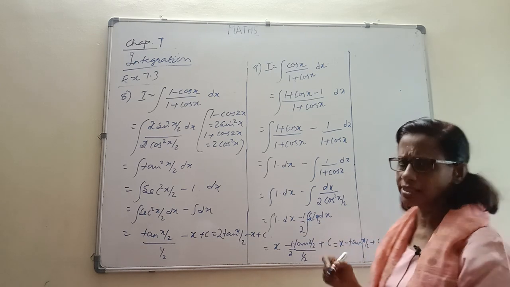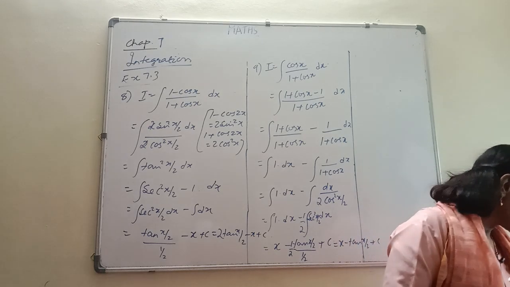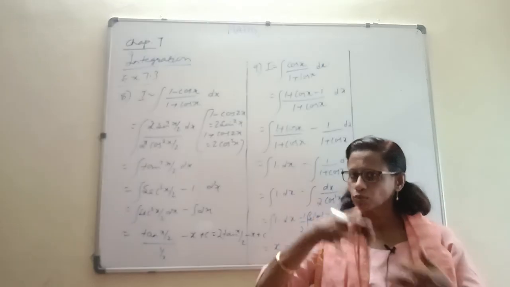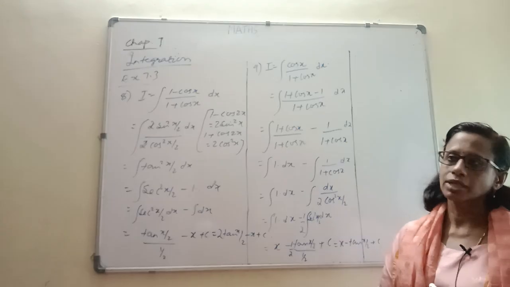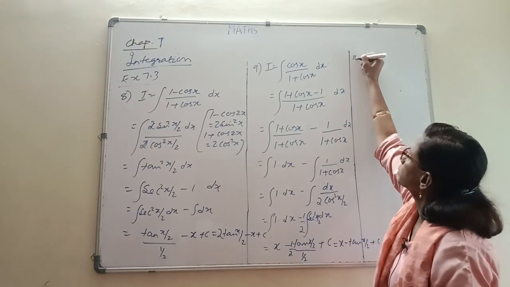Why? Because the 2's will cancel each other. Anyhow, I'll just get it cross-checked. Yeah, there is a 2 already, and then there's a half coming, so they're cancelling each other, and you're getting this. So that's all about it. It's quite simple. But we'll go to the 10th problem.